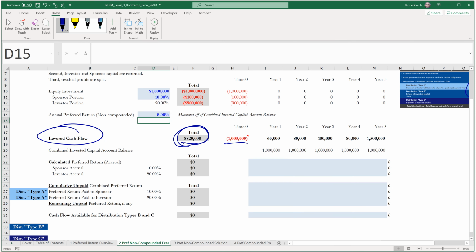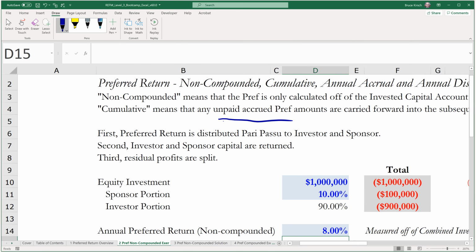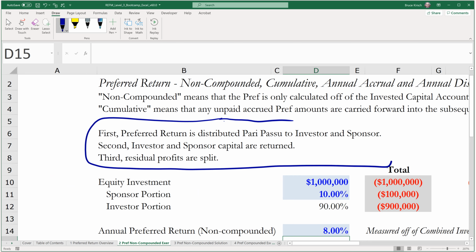Before we go any further, let's review the distribution description. So here it is. First, the preferred return will be distributed pari passu to investor and sponsor, so 90-10 in, 90-10 out. Second, investor and sponsor capital are returned, and then third, residual profits are split.